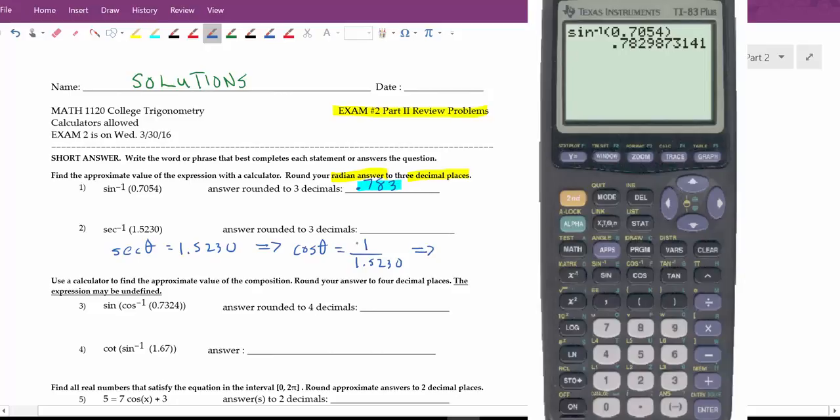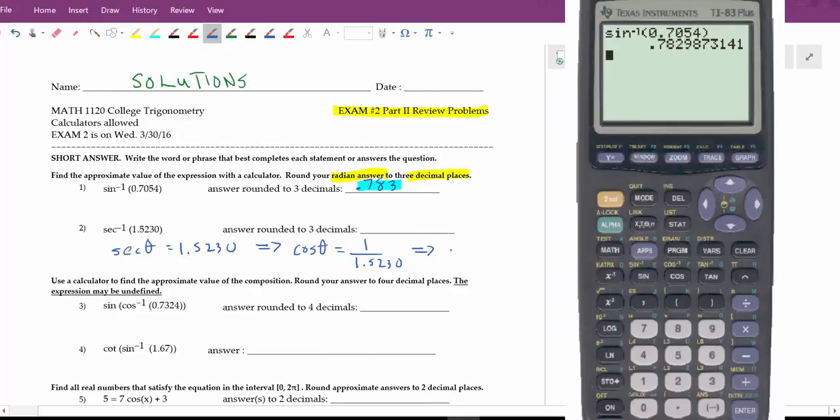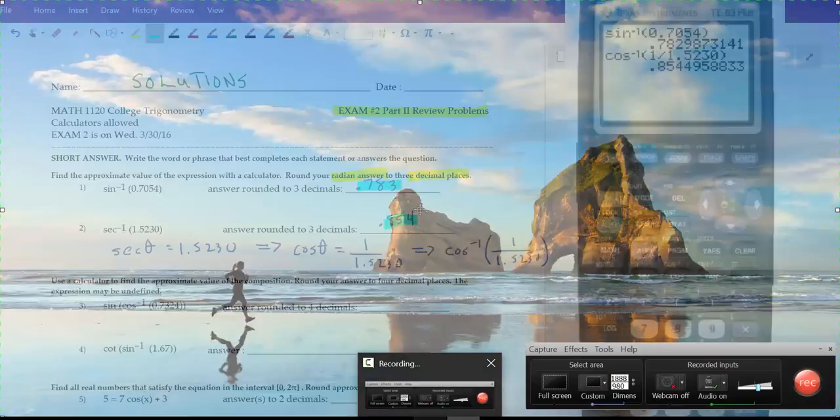Okay, then that's going to tell you that the way to do this on your calculator is to go inverse cosine of 1 over 1.5230. So I'm going to go ahead and put this in the calculator. We're going to have second cosine of 1 over 1.5230. And then we'll round that to 3 decimals. We'll write that answer as 0.854, so that's rounded off. So that's an example of how you would do a basic inverse sine, cosine, or tangent, any of those.